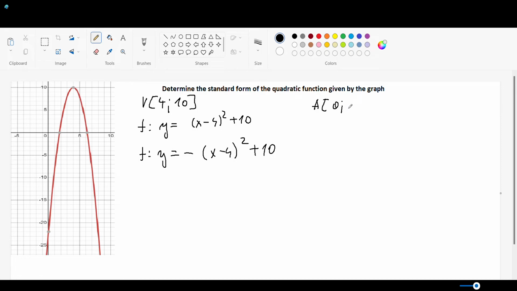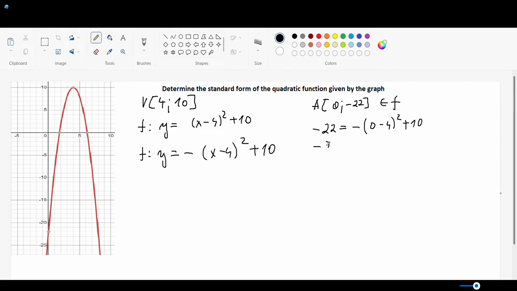So it's 0 and negative 22. This point must belong to our function. So let's find out if this point really belongs to the function we have defined a couple of seconds ago. Which means negative 22 stands for y, so negative 22 must equal negative x minus 4. In this case, x is 0, so it's like 0 take away 4 squared plus 10.